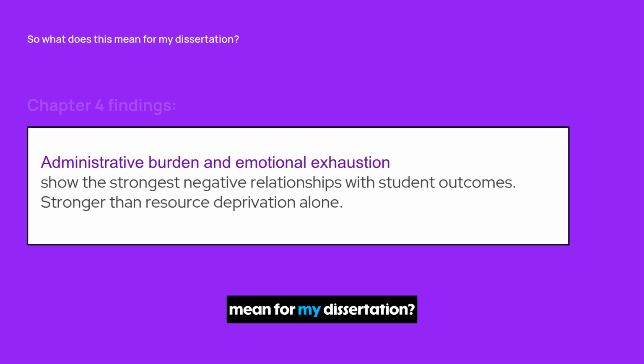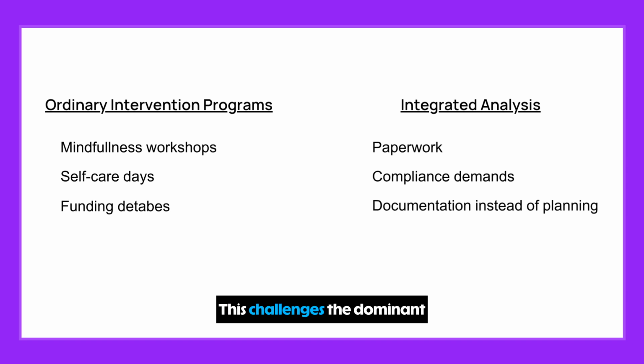So what does this mean for my dissertation? Chapter 4. Finding. Administrative burden and emotional exhaustion show the strongest negative relationships with student outcomes, stronger than resource deprivation alone. This challenges the dominant framing in the literature. Most intervention programs focus on teacher wellness, mindfulness workshops, self-care days, and the funding debate focuses on materials and class sizes. But my integrated analysis suggests the bottleneck is somewhere else. It's the paperwork, the compliance demands, the hours spent on documentation instead of lesson planning. That's a systemic policy-level finding.